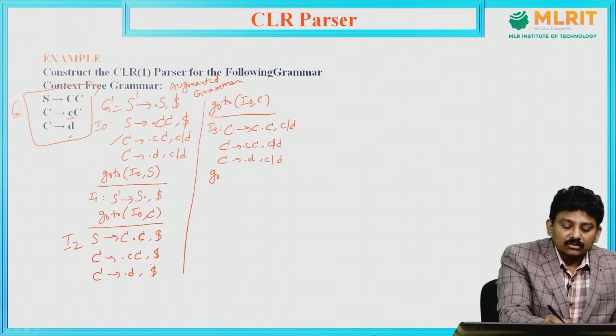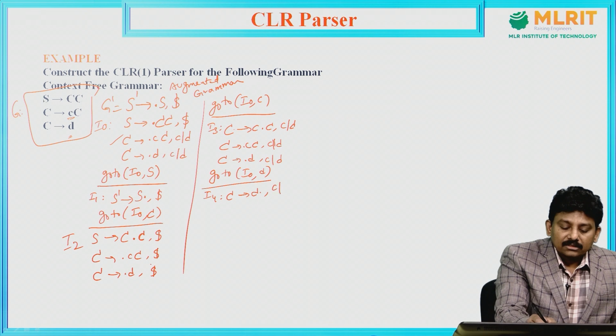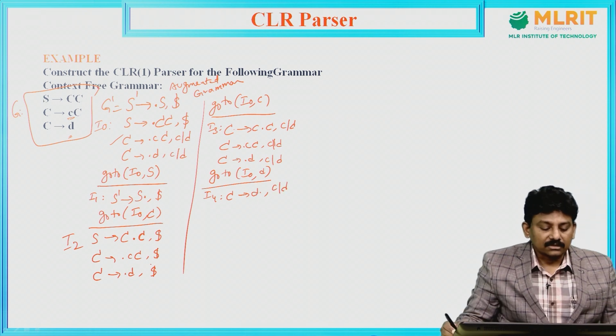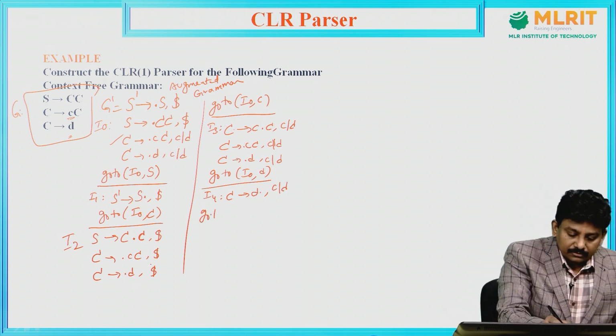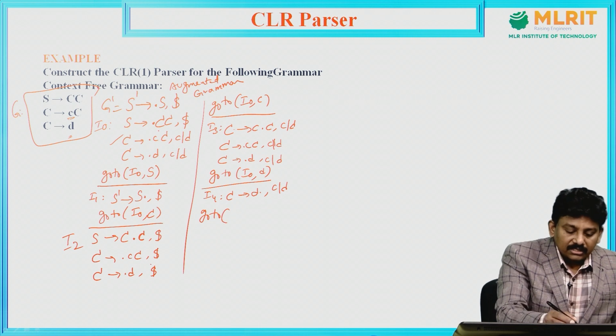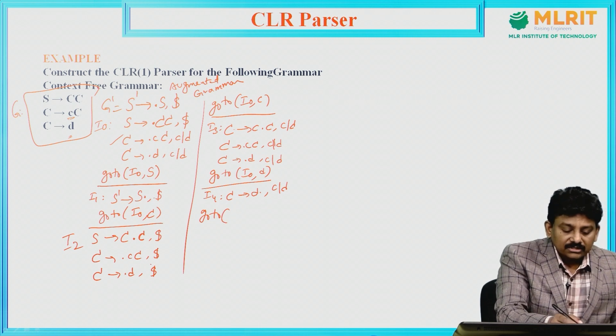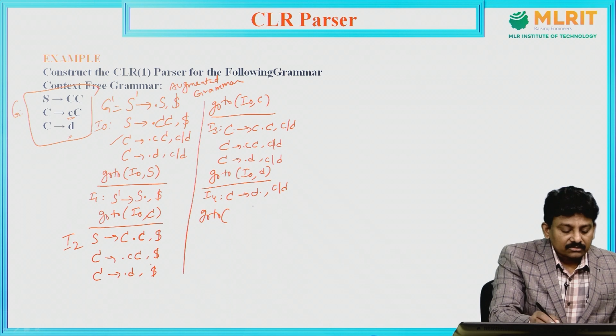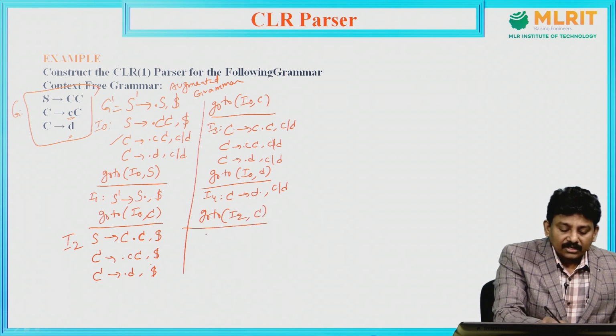Next, go to I0 comma D, I4: C derives D dot, CRD. Go to I1. I0 is over. In I1 there is no dot preceding any variable, so I1 is over. Come to I2 comma capital C, I5: S derives capital C dot, dollar.